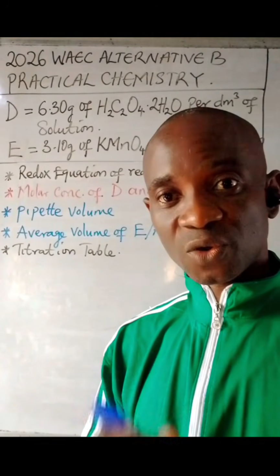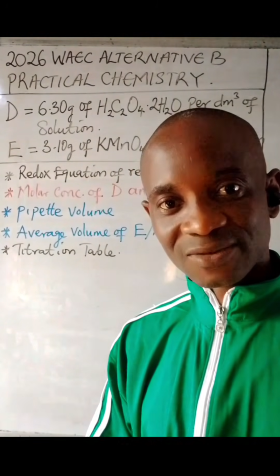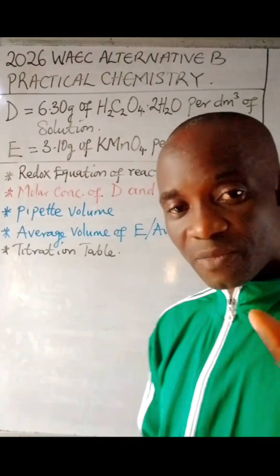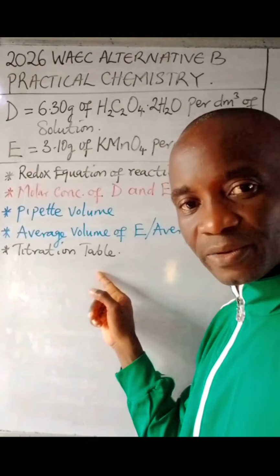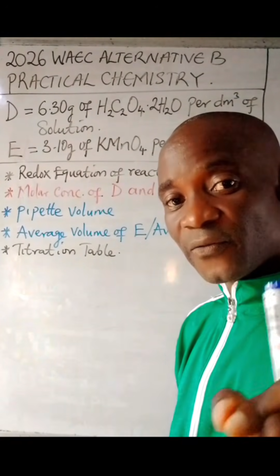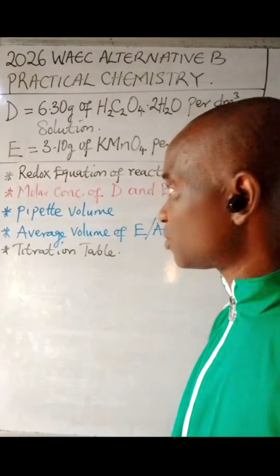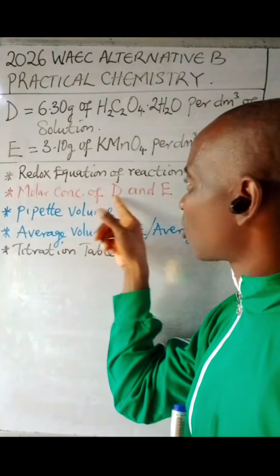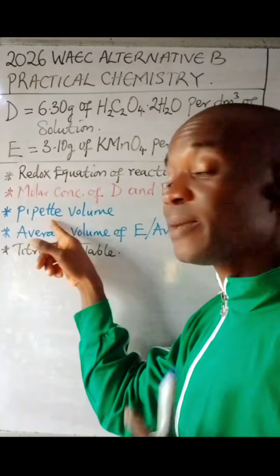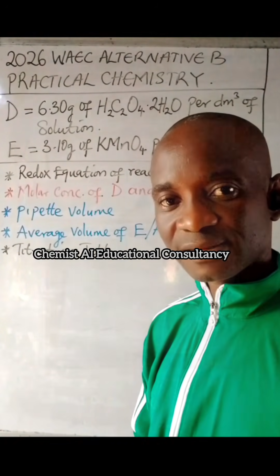This video is for those who are writing 2026 WAEC Alternative B Practical Chemistry. In this episode, I am going to help you build a befitting titration table. But I'm going to do this from the white paper, that is from the specimen paper, and also from the redox equation drawn from the reagents given, molar concentration of the reagents, and the pipette volume you are using in your school. So stay tuned as we go into it.